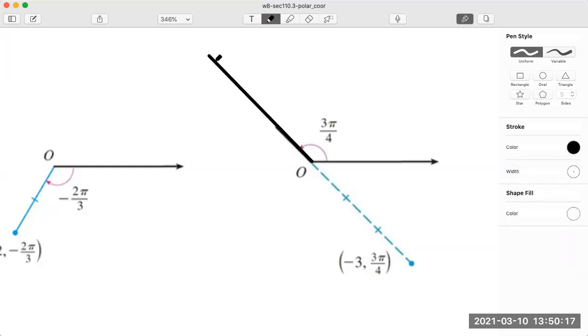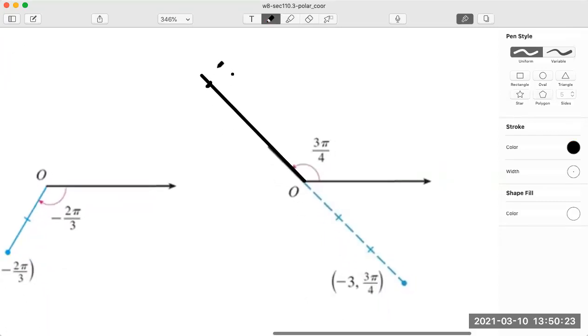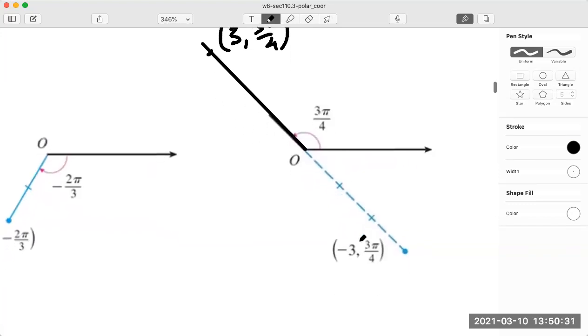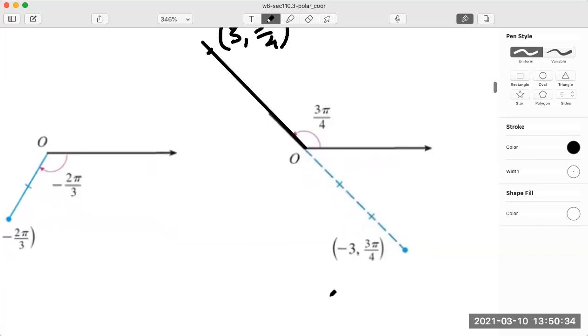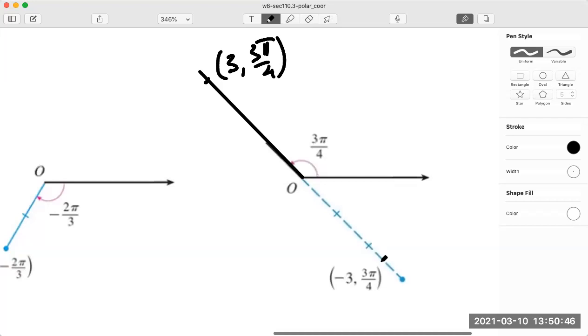Here we will find the angle first. And suppose the point P here is 3 pi over 4, right? In order to find the point with the negative radius, we find the point with the positive radius first, which is 3 pi over 4. Then the point which is symmetric to that point with respect to the origin is the point we are looking for, this guy. Okay? That's it. Just a new concept.